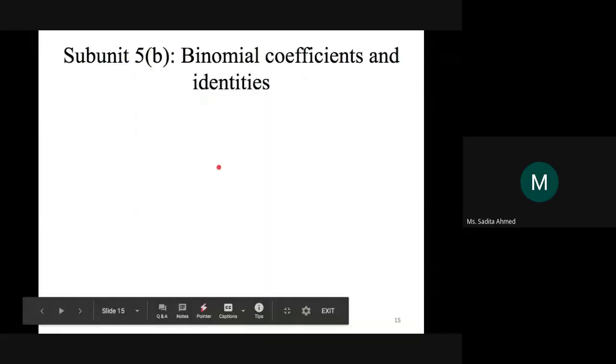We'll start to talk about binomial coefficients and identities in this session. This is the last leg of the entire chapter of counting. Once we're done with binomial coefficients and identities, the discussions under this topic will be done with counting. We'll start with this here, and we'll finish this up in the extra class on Saturday.